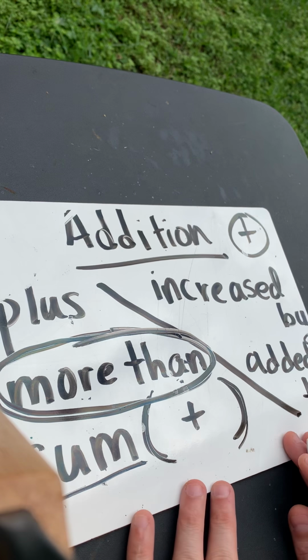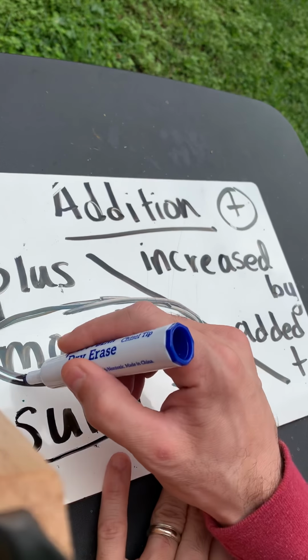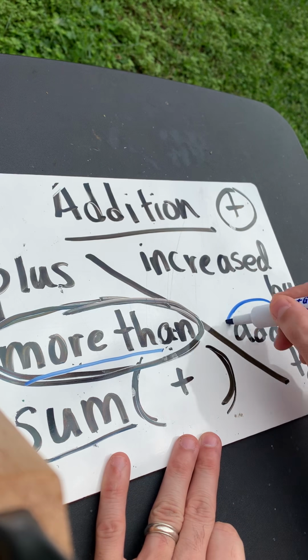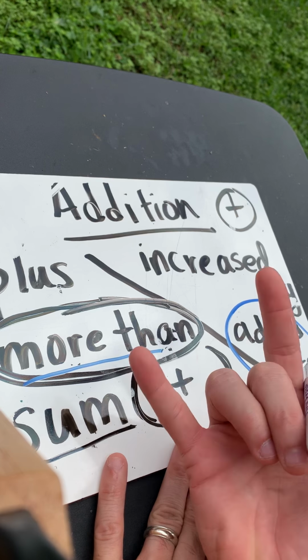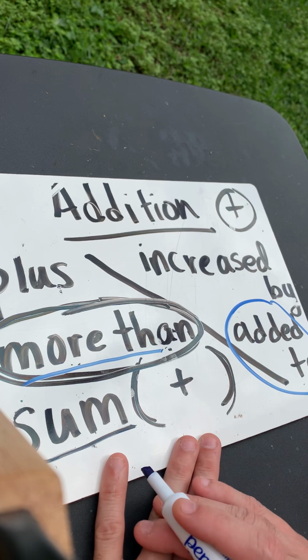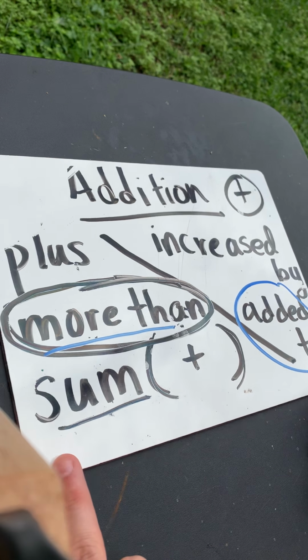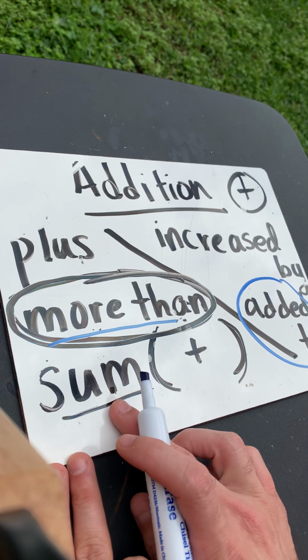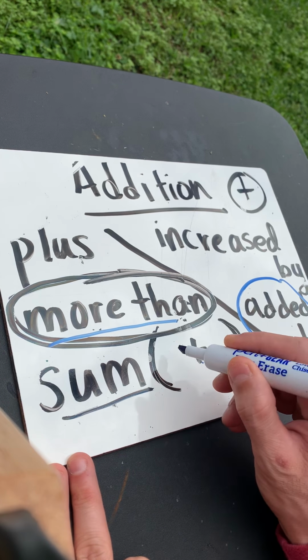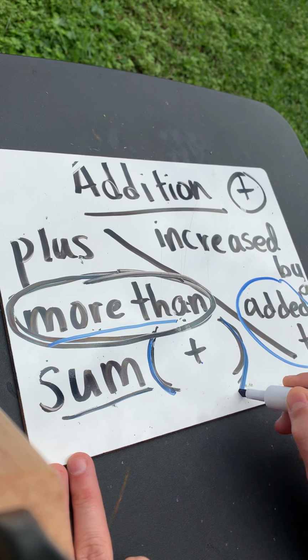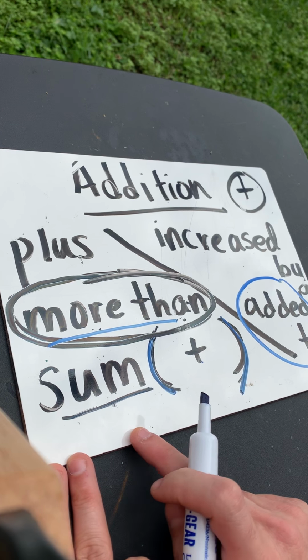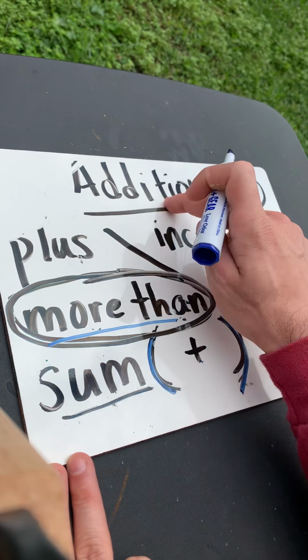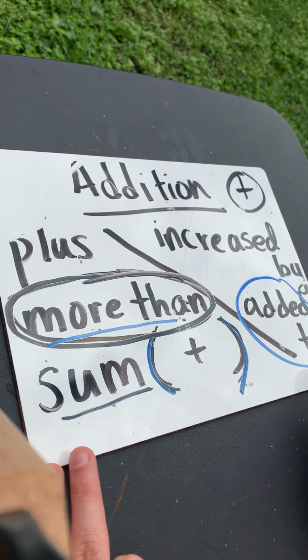Now, a couple things that are important about these words here. More than and added to are both order changers, and I'll explain what that means when we do some examples. And also, the word sum means addition, but you've got to make sure to remember to put the parentheses. If you forget, you might get the wrong answer. So those are the things to remember about the addition section.